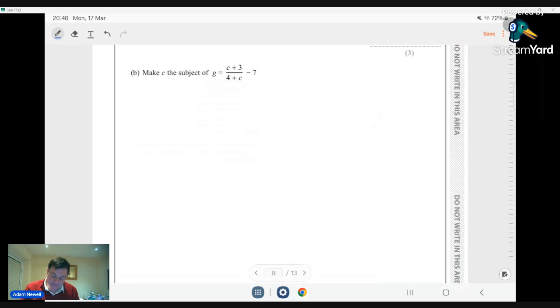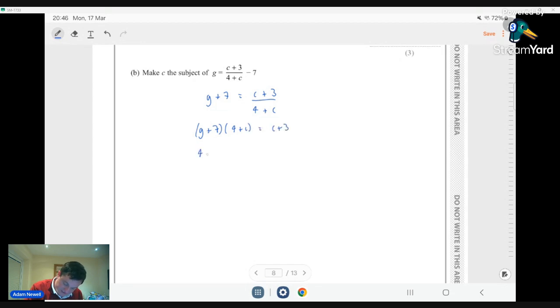Part B, making C the subject. First thing is to add 7 to both sides. G plus 7 is equal to C plus 3 over 4 plus C. I'm going to multiply by the denominator. So I get G plus 7 times by 4 plus C. And that's equal to C plus 3.